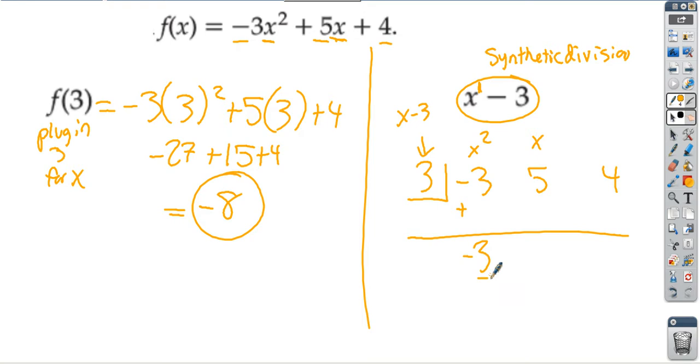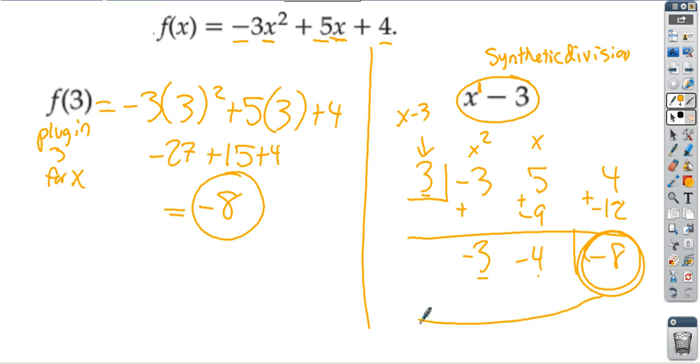And then we multiply these numbers. Negative 3 times 3 is negative 9. 5 plus negative 9 is negative 4. We're going to multiply negative 4 times 3. We get negative 12. 4 plus negative 12, that's our remainder, negative 8. Notice that negative 8 is the same thing we got over here. So that is part of what we're talking about right here. That's essentially an example of the remainder theorem.